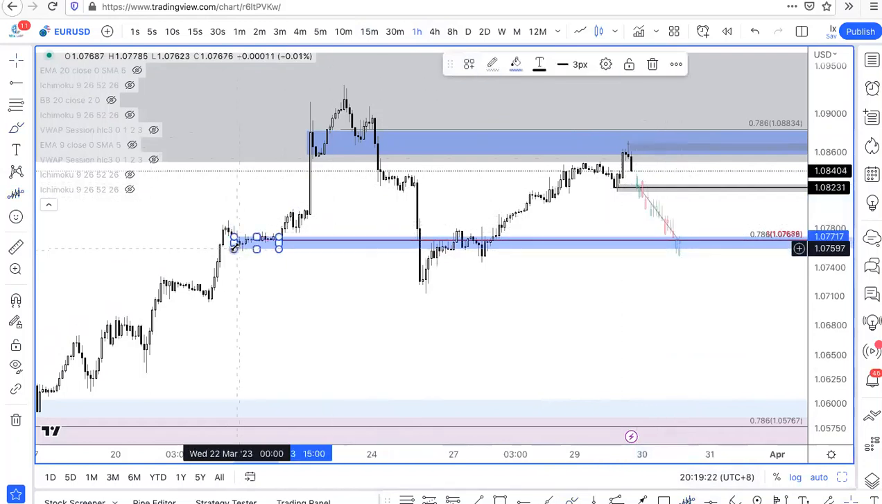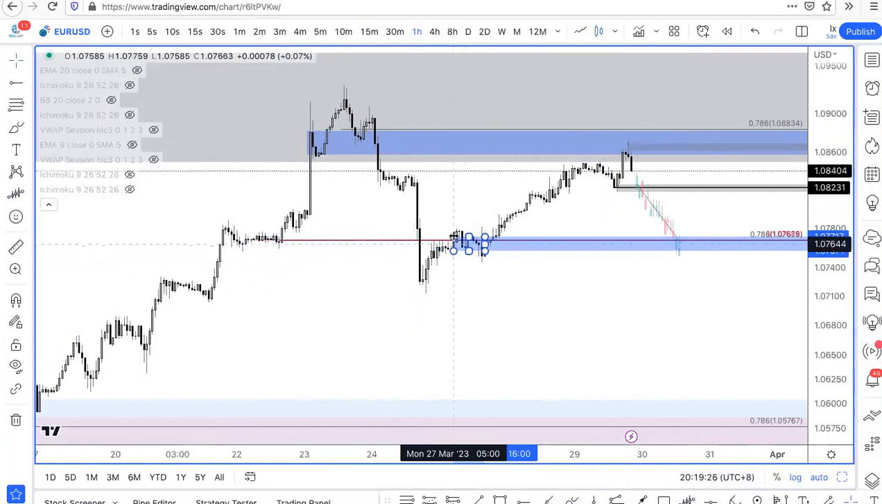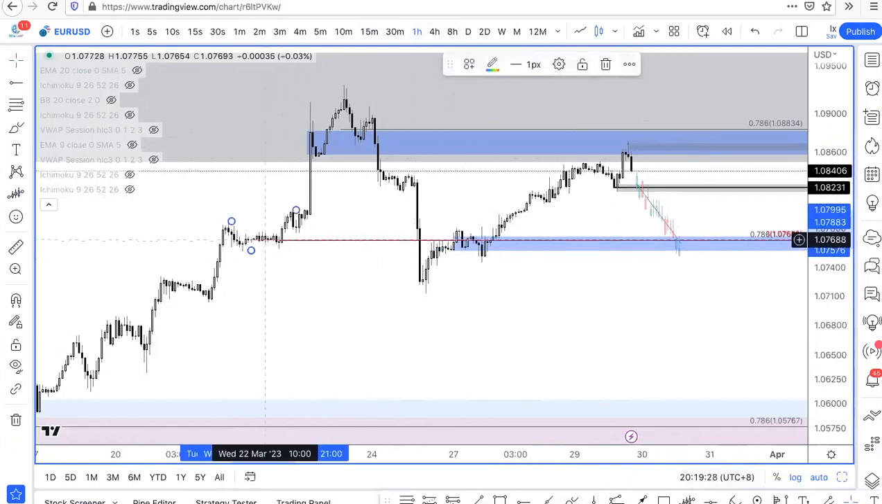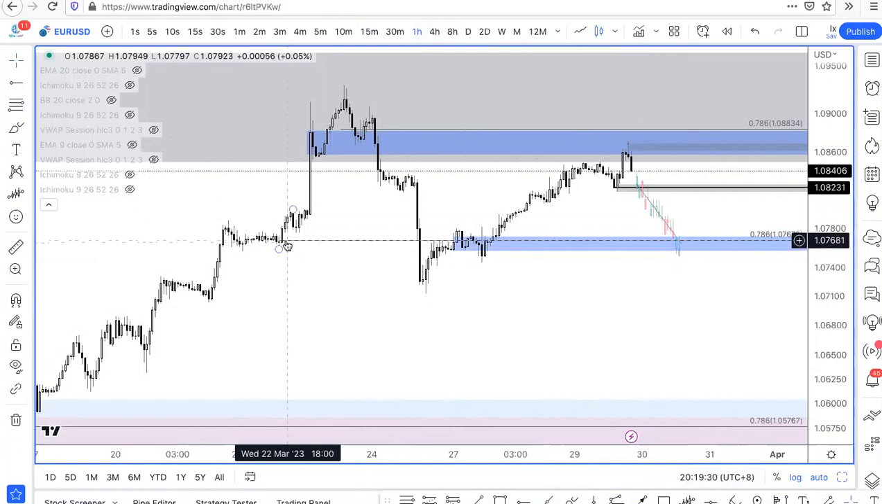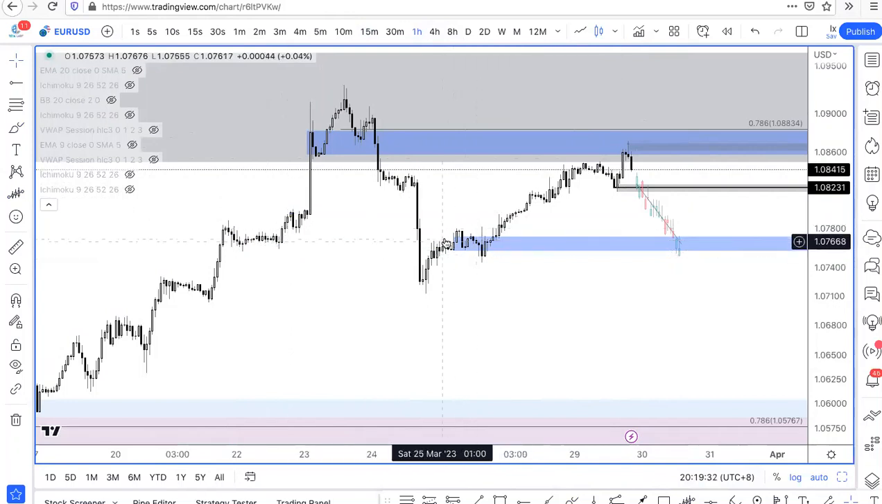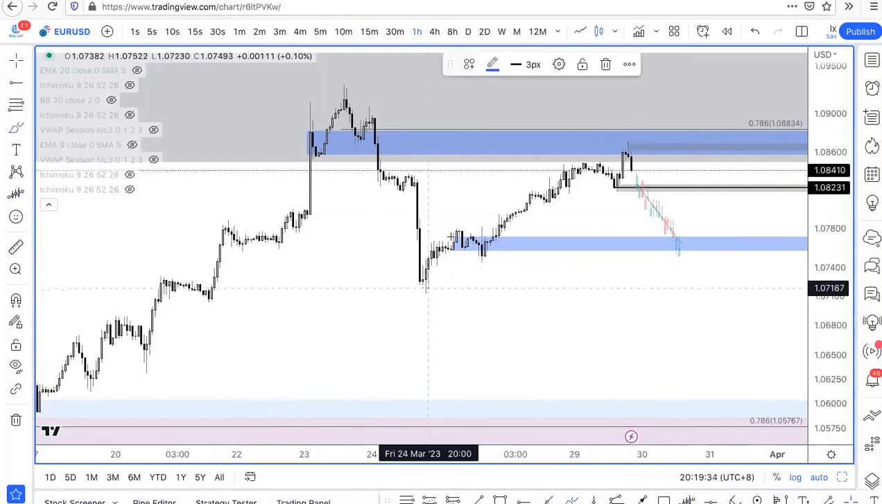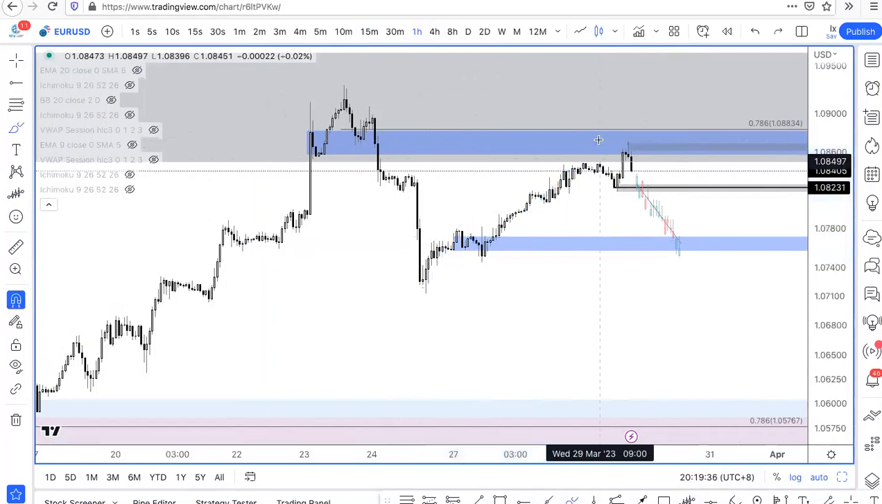This is the first support area here, right? I will consider this zone because of how price reacted previously. We saw the reaction of this area as a resistance, this region. So again, price rejected before it pushes higher. So this is one for me.